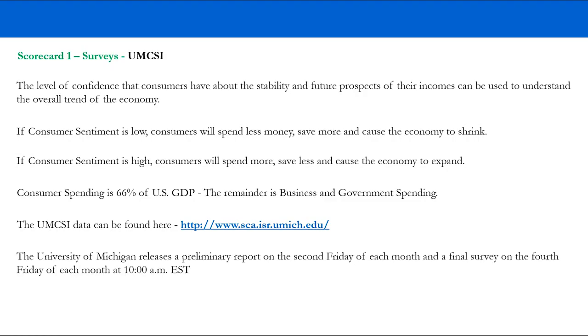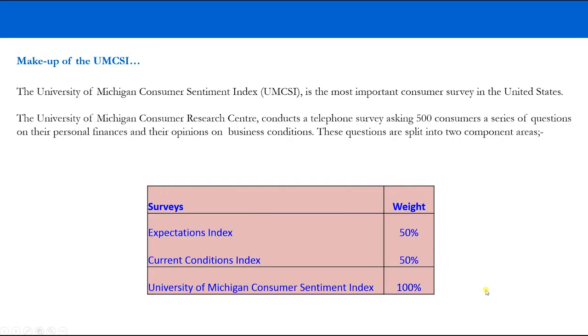The Michigan data can be found at the link shown here in the presentation. We're going to go over to the spreadsheet in a second, but you can basically cut and paste the URL from the spreadsheet into your browser and you'll find it. University of Michigan releases a preliminary report on the second Friday of each month and the final survey on the fourth Friday of each month at 10 a.m. Eastern Time.